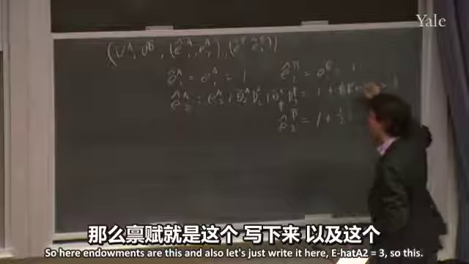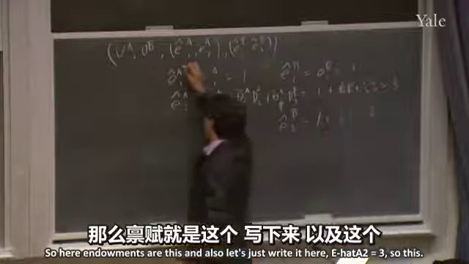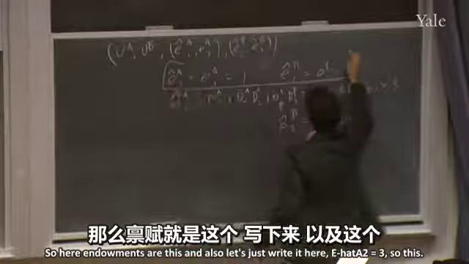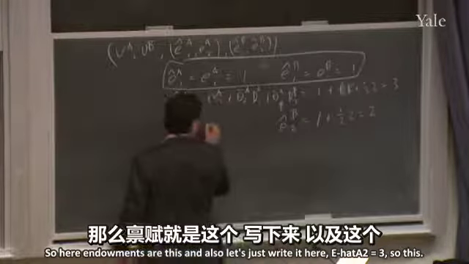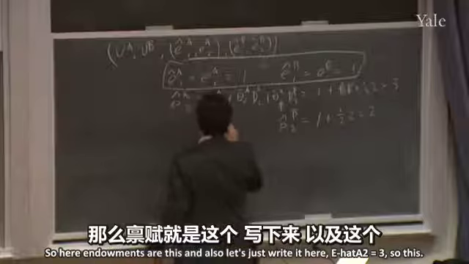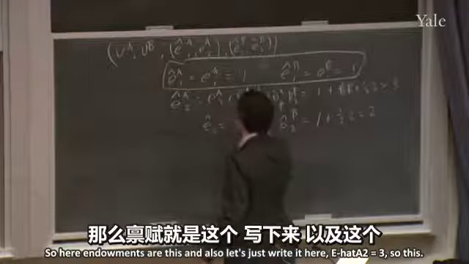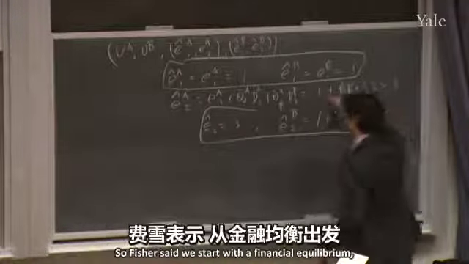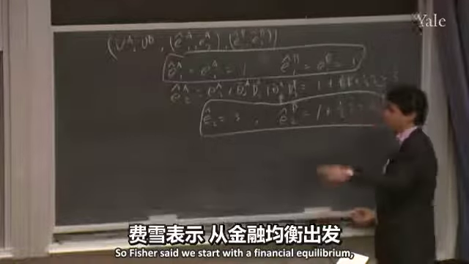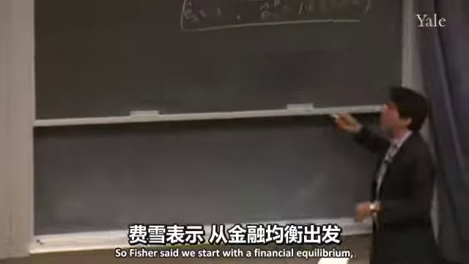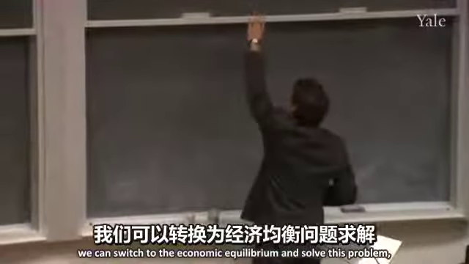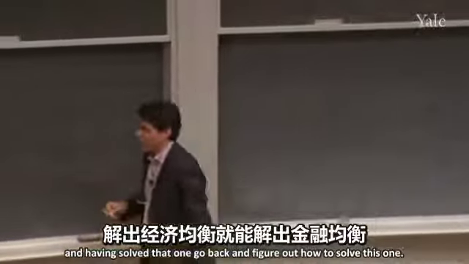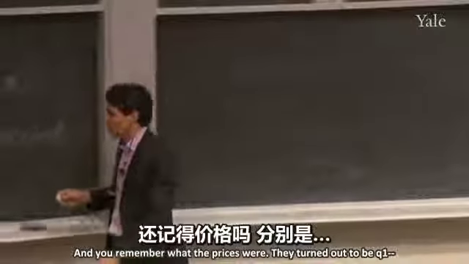Okay, so here the endowments are this. And also, let's just write it here, E hat A2 equals 3. Okay, so Fisher said, we start with the financial equilibrium, we can switch to the economic equilibrium and solve this problem, and having solved that one, go back and figure out how to solve this one. And you remember what the prices were.